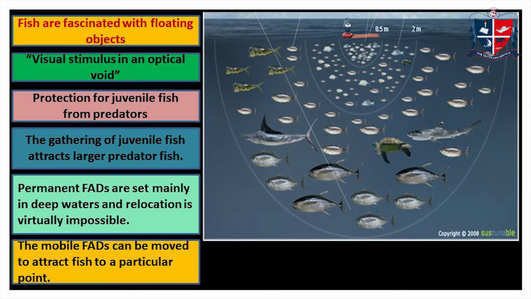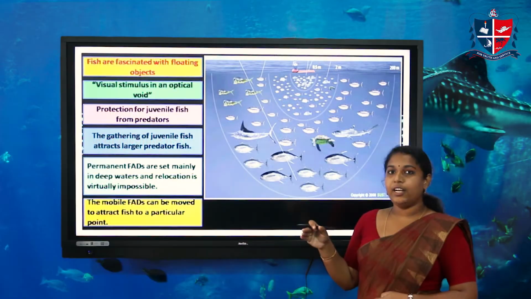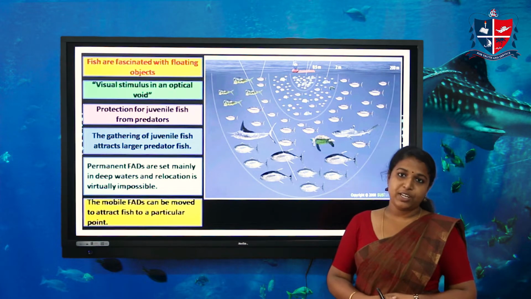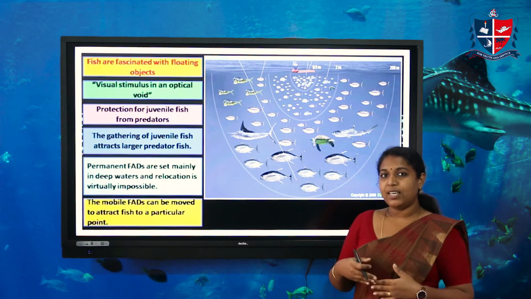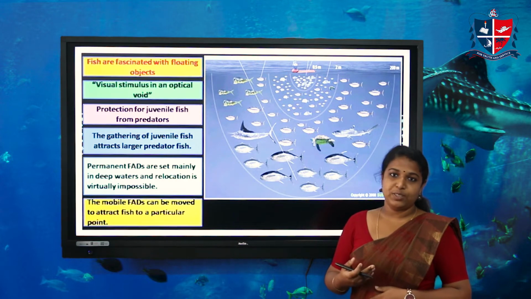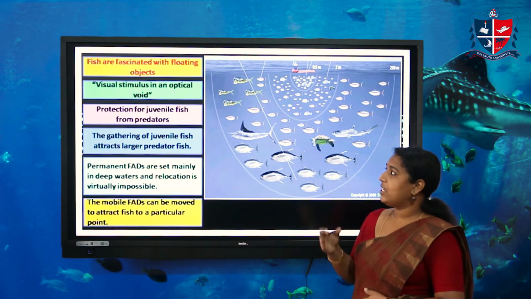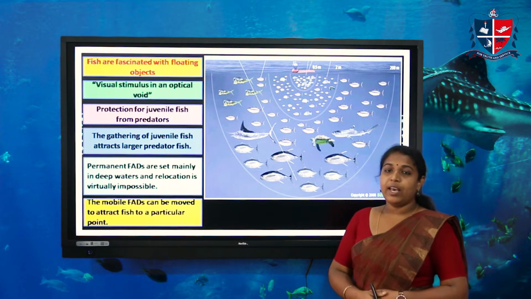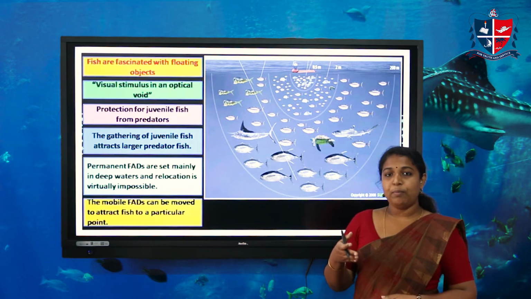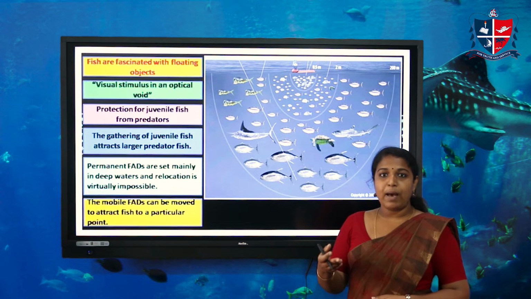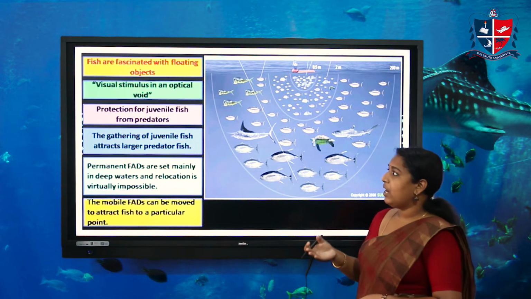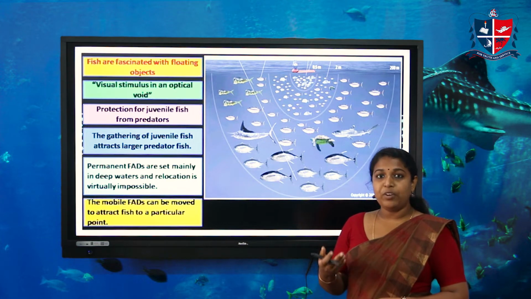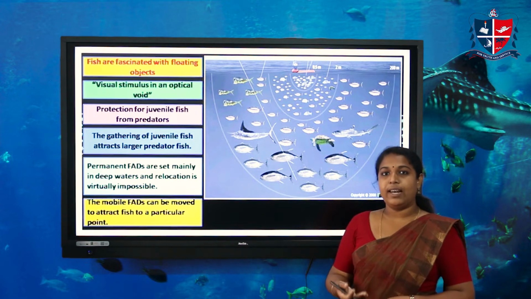Moving to the next slide, let's see how fish aggregating devices work. We all know that fishes are fascinated with a floating object. Whatever objects we place in the water, fishes will get attracted towards it, and these objects create a visual stimulus in the optical void. If we place an FAD made of natural objects like bamboo poles, branches of trees or leaves, after a few days it will start decaying, and upon decaying it will stimulate the growth of algae.